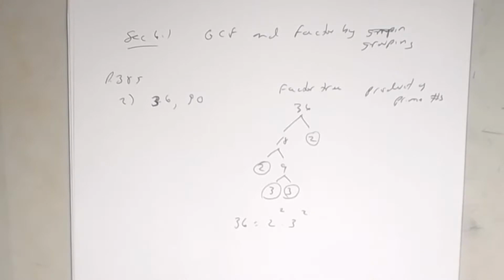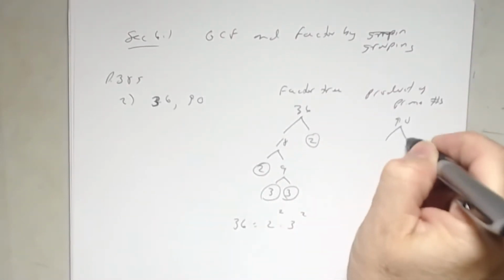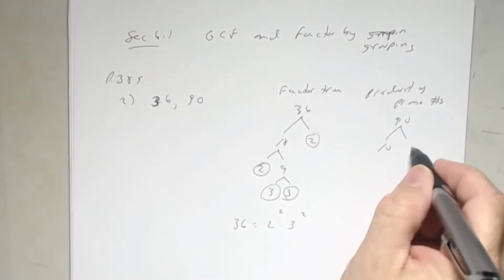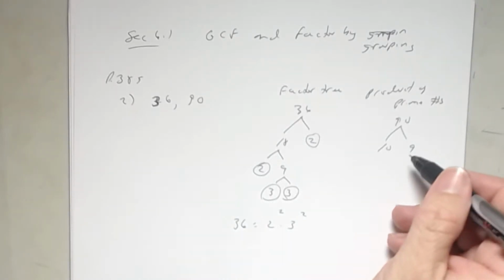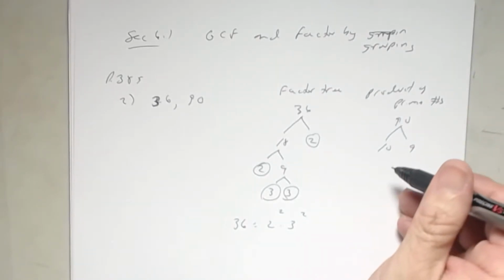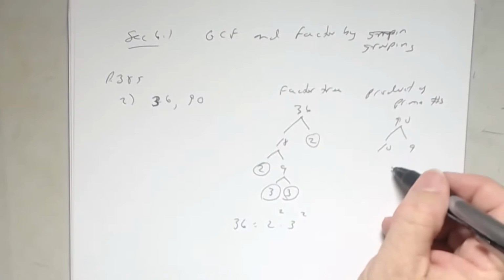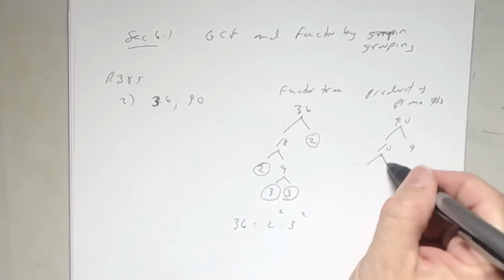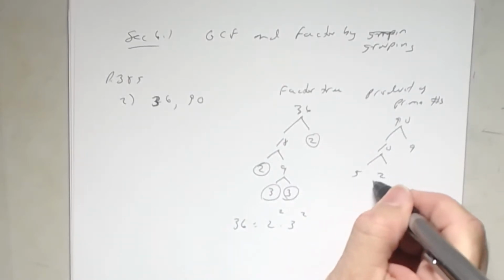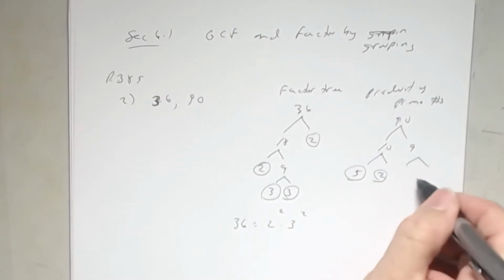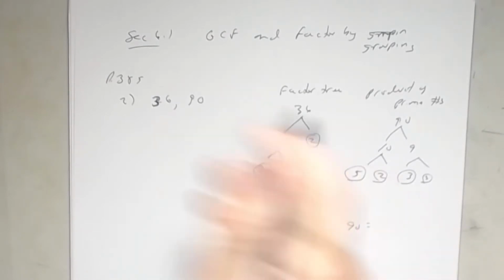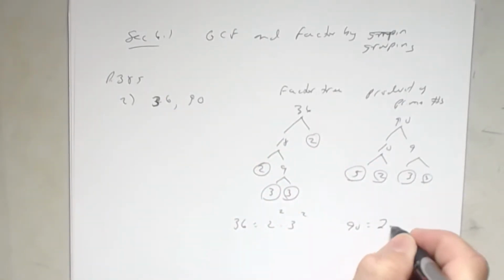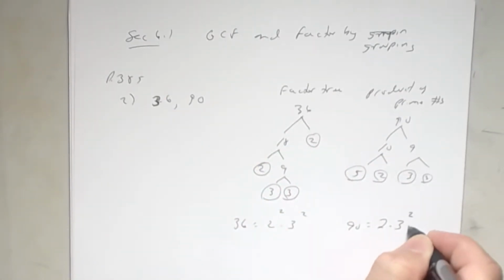Now let's do 90. Do the same thing. 90 is 10 times 9, right? There are a bunch of ways to start; I just went ahead and did 10 times 9. Are any of those prime? No. So I keep going. 10 is 2 times 5. Those are both primes. 9 is 3 and 3. Those are both primes. So 90 is, let's put it in numerical order, 2 times 3 squared times 5.